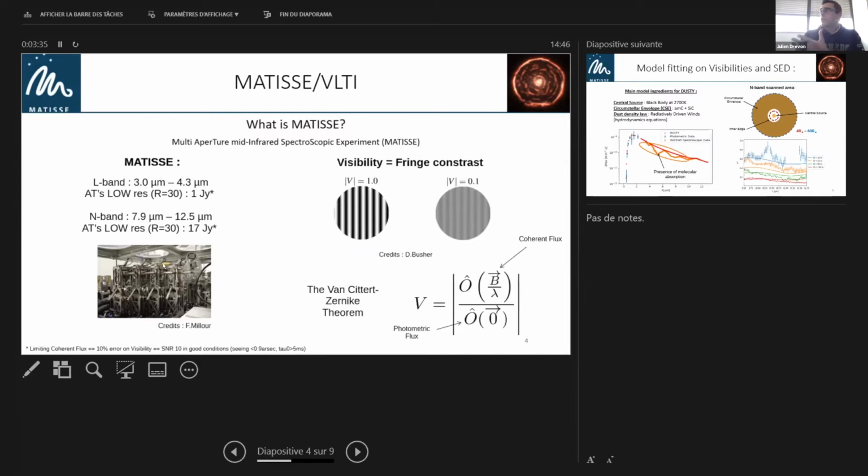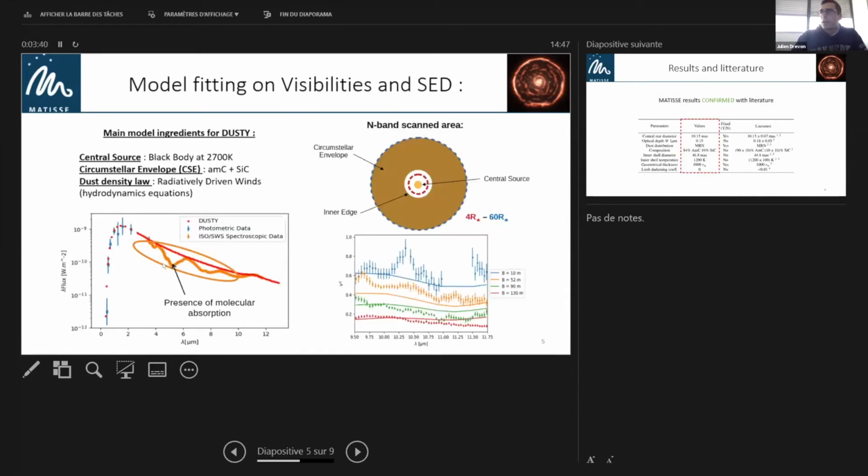Thanks to those visibilities, I tried to build a model with software called DUSTY. We put a black body as central source of 2,700 Kelvin. We put a circumstellar envelope mainly composed of amorphous carbon and silicon carbide, and a density law which is driven by radiatively driven winds and the solving of hydrodynamic equations. In this model fitting process, we had two things: the spectral energy distribution and the visibility fitting.